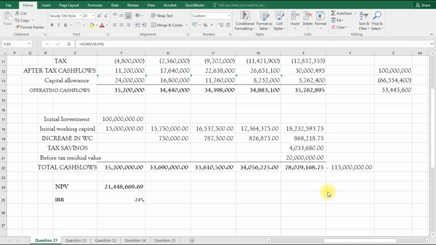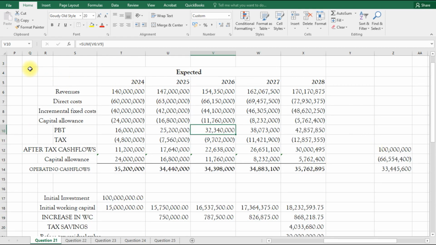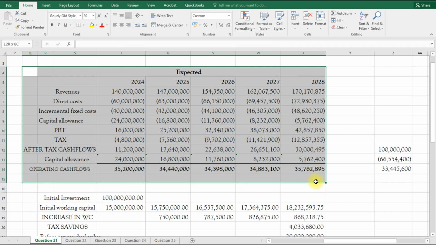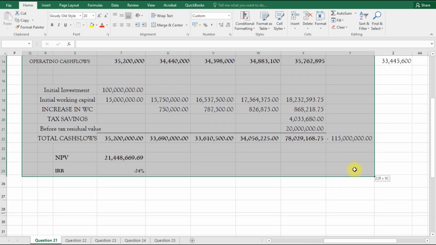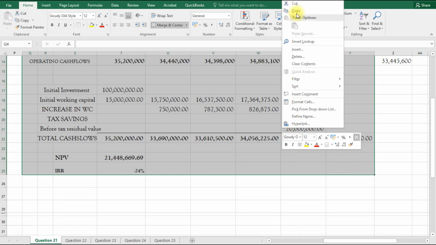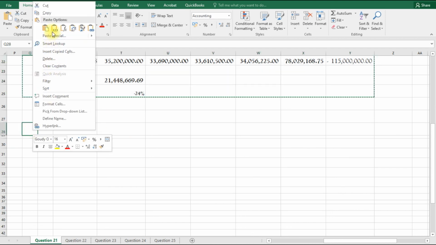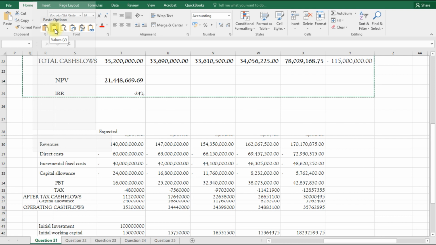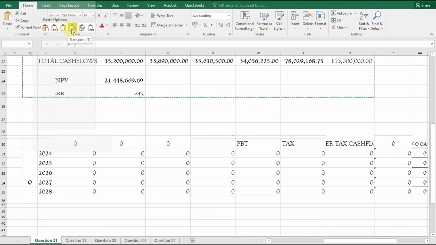Yeah, so we need to look now at scenario two. This one was scenario number one for the expected. We'll just copy this. Yeah, copy these up to that. I'll copy, and I'll come and paste it just here. Paste with formulas.